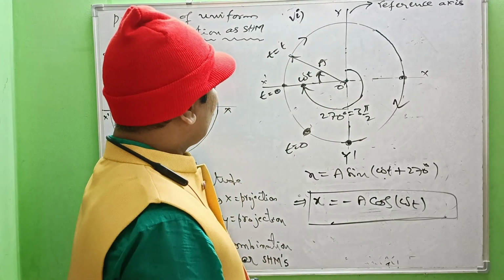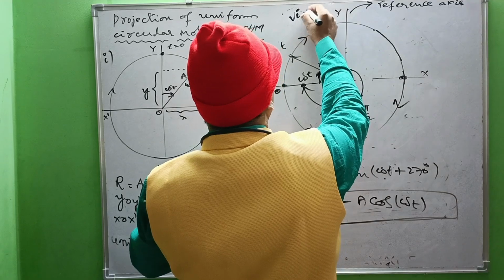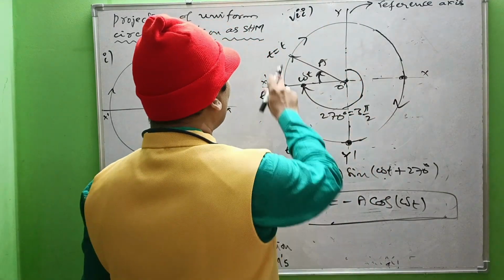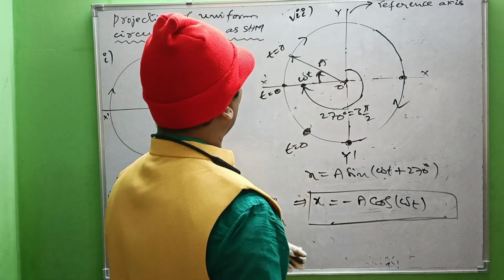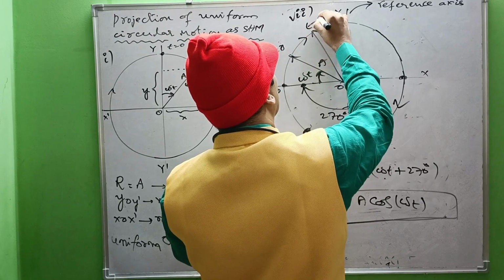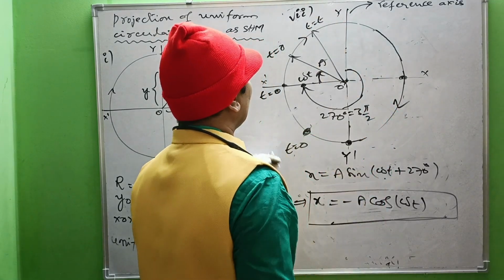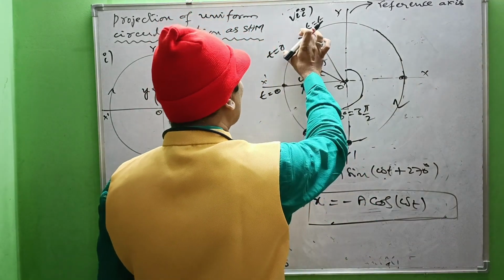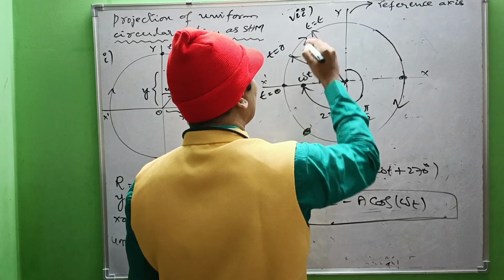Now situation number 7. The seventh situation. Suppose this is the initial instant, t equal to 0. Afterwards at some t equal to t, this is the final instant. Now what is the time interval between these two? That is omega t. Therefore the phase angle required is omega t.